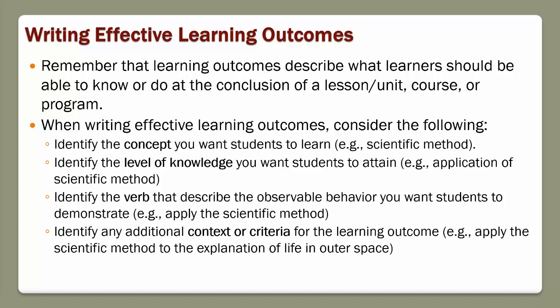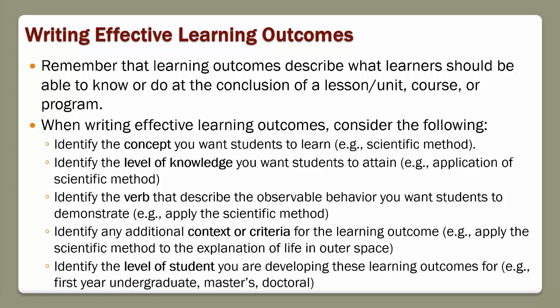So as you can see, it's a very precise way of stating what students should be able to know or do at the conclusion of a lesson or unit. And finally, identify the level of student you are developing these learning outcomes for. In this example, maybe you are trying to focus on first year undergrads, or maybe it's for master's students or doctoral students.